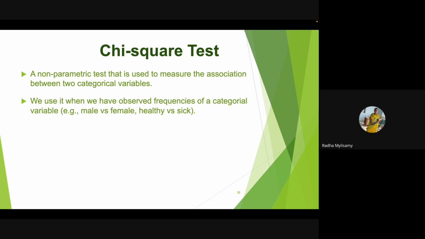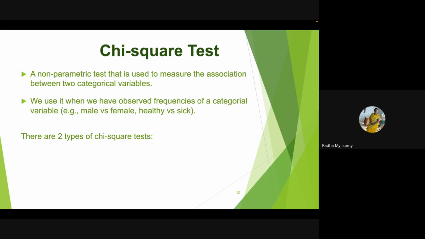Is there any association between them? A parametric test compares based on the mean value. If it is a qualitative test, we are comparing the association between the categorical variables. So we use it when we have observed frequencies of categorical variables, like male versus female, healthy versus sick.